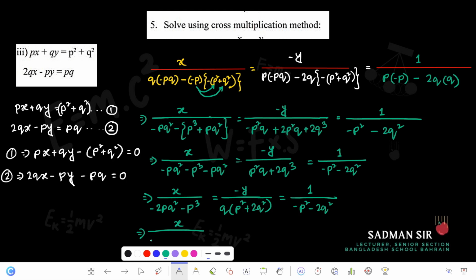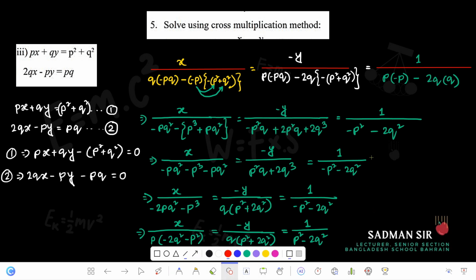So if I take p common, it will be 2q square minus 2q square minus p square. Okay, equal to minus y, q into p square plus 2q square, equal to 1 by p square minus 2q square. Okay, so I have to move to the next slide. I have to add a new slide. Before that, let me check if I can do a little bit of calculation here.